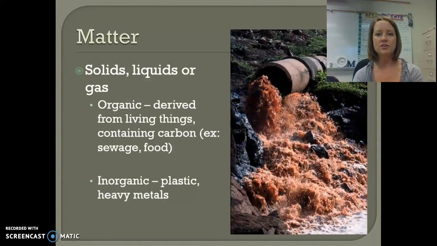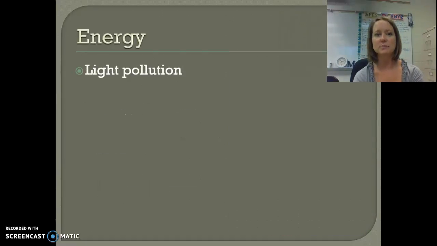All right, so our first category was matter. These can be solid, liquid, or gas pollutants, and they can be classified as either organic or inorganic. Organic pollutants are derived from living things, which means they contain carbon. So sewage from our sewage treatment plants, food would fall into that category. And then our inorganic pollutants like plastics or heavy metals like mercury and arsenic.